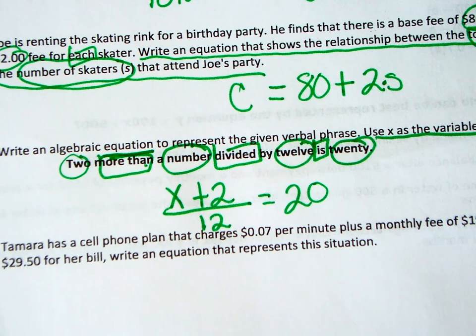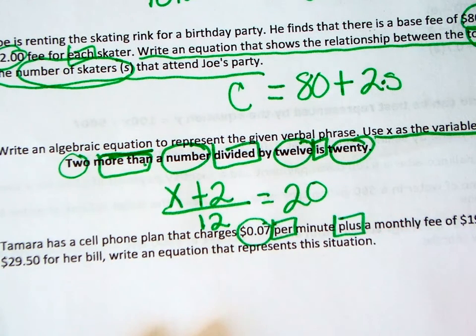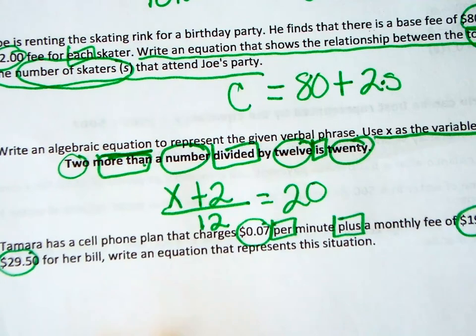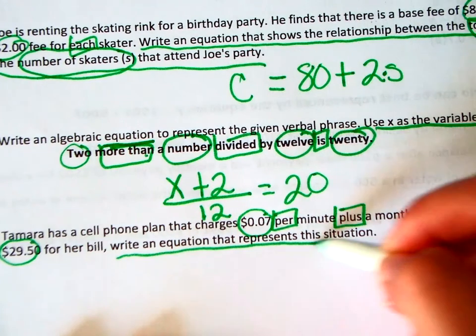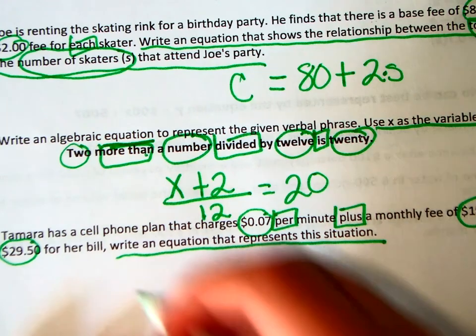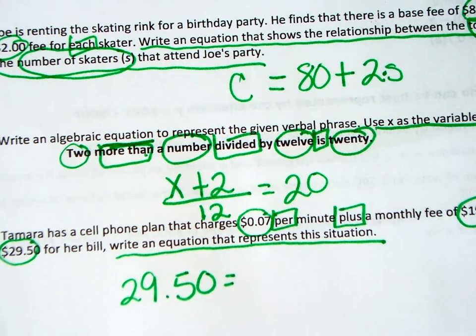Alright, number 8. Tamara has a cell phone plan that charges 0.07, so 7 cents per minute, plus a monthly fee of $19. If she paid $29.50 for her bill. Write an equation that represents the situation. So first question, are they telling us what variables to use? No. Do we have a total amount here though? Yes. What is it? 29. And what does that $29.50 mean? That's how much she paid for the bill, right? The phone bill. So the total's always going to go by itself.